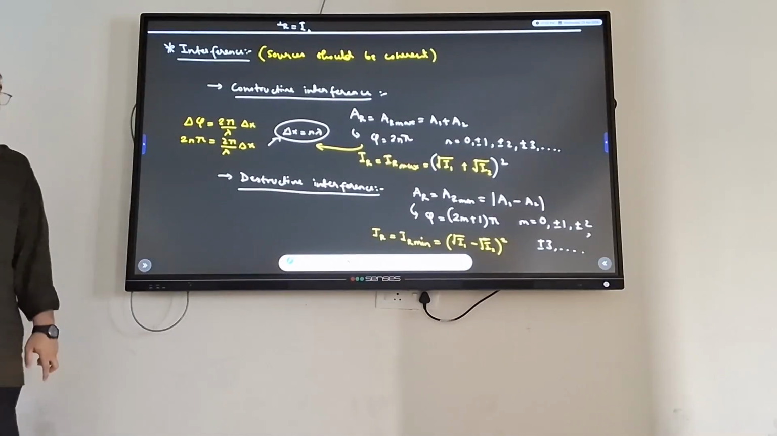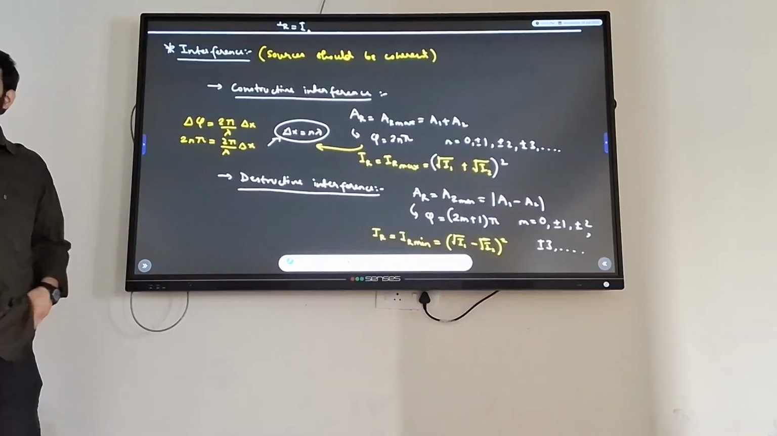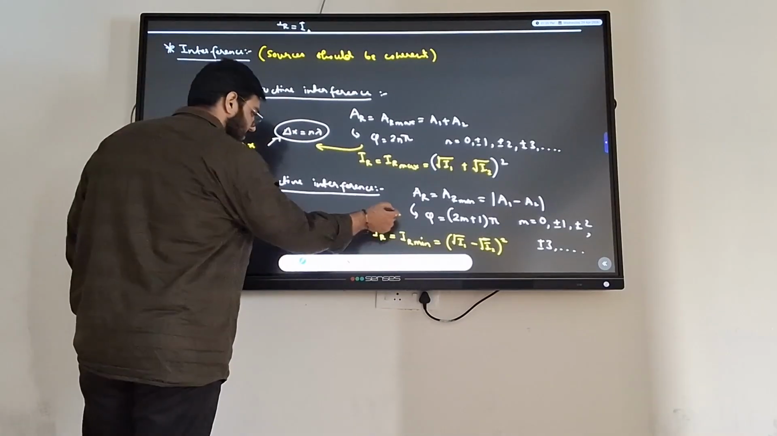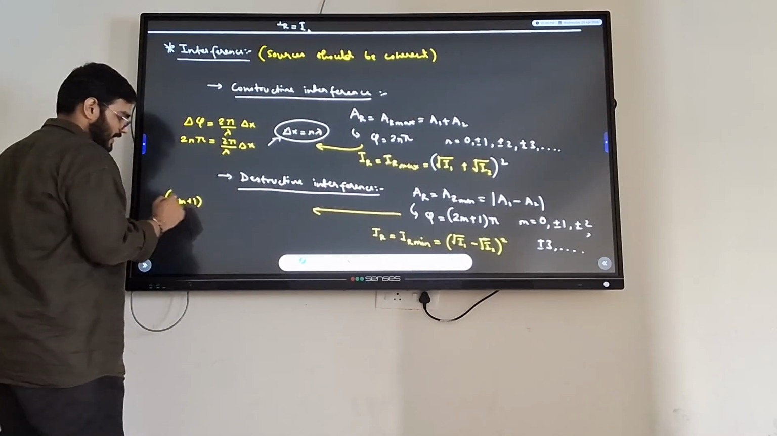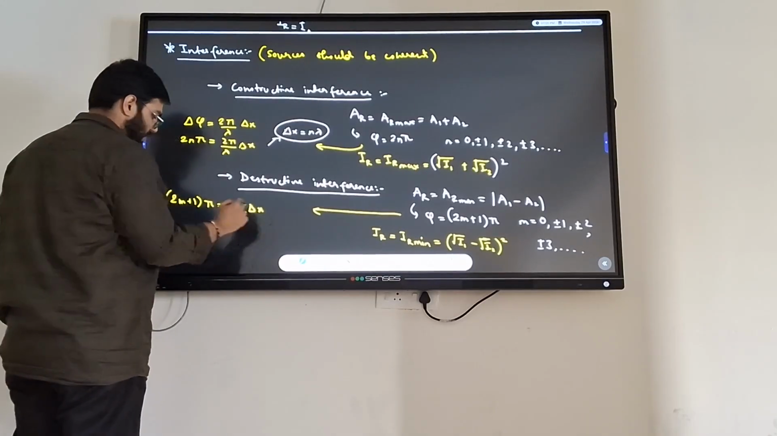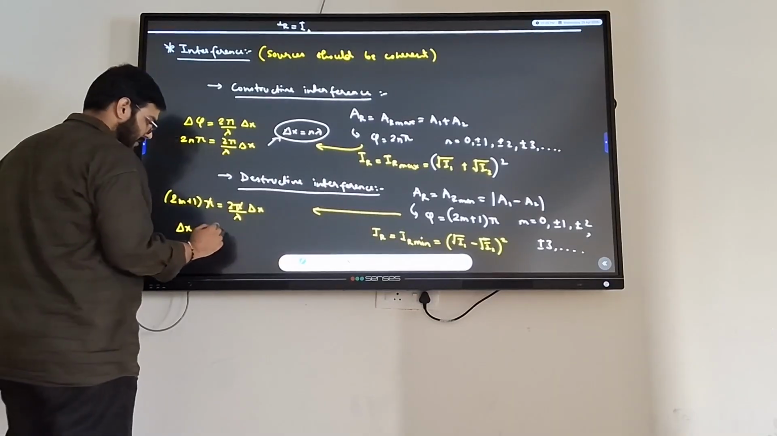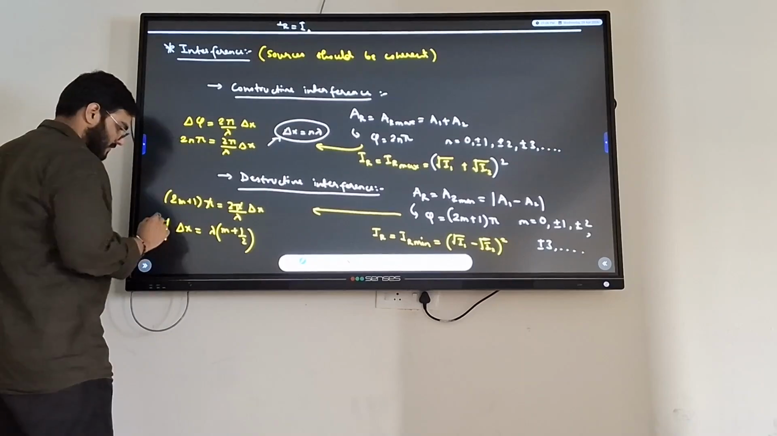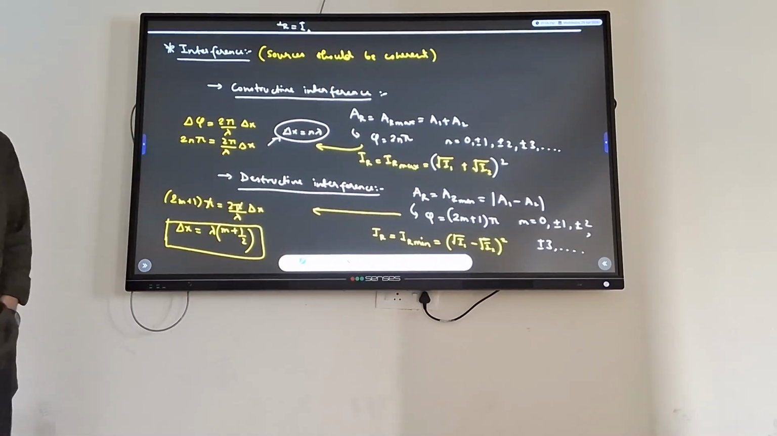I have written that. What will be the path difference here? Lambda into 2m plus 1 by 2. 2m plus 1 into lambda by 2. It should be 2 pi by lambda delta x. So pi goes away, and then what is delta x? 2m plus 1 into lambda by 2. That is m plus half. Yes or no? Yes, sir. M plus half into lambda.